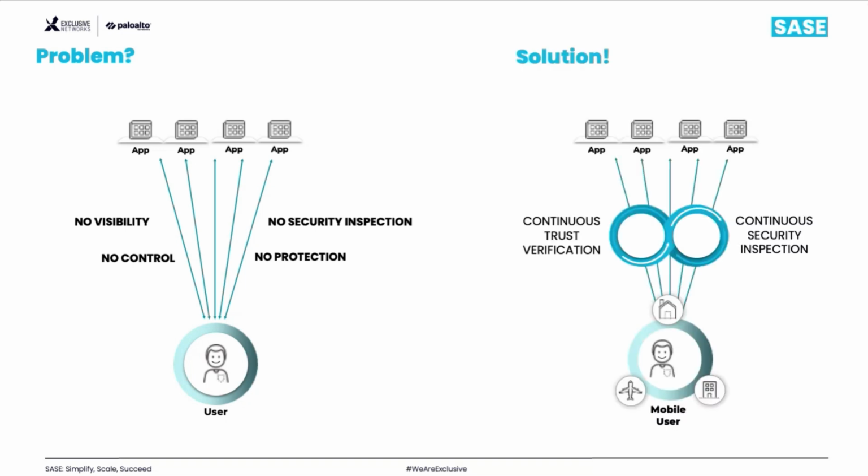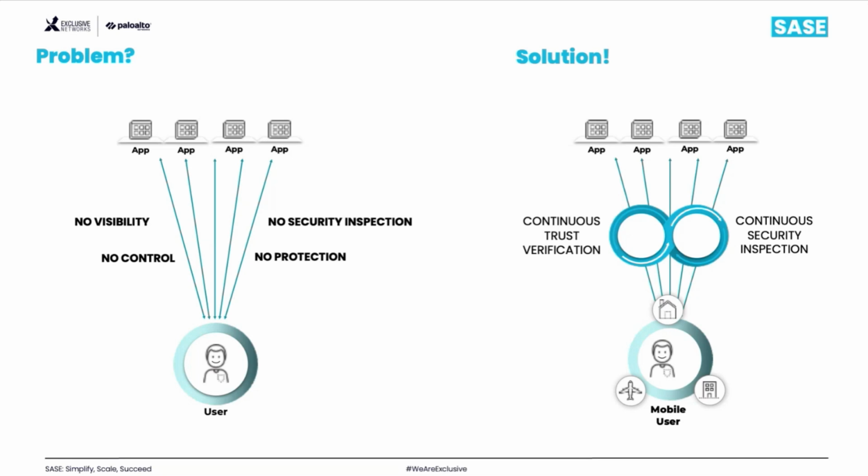So the solution for that is to make sure that it doesn't matter where the user is, right? We want to make sure we can send that traffic to a central place. That central place will be, in our example of SASE, the cloud, so distributed and available across the world. And we want to make sure that we can apply security inspection at cloud scale. We're going to do that in a continuous way.